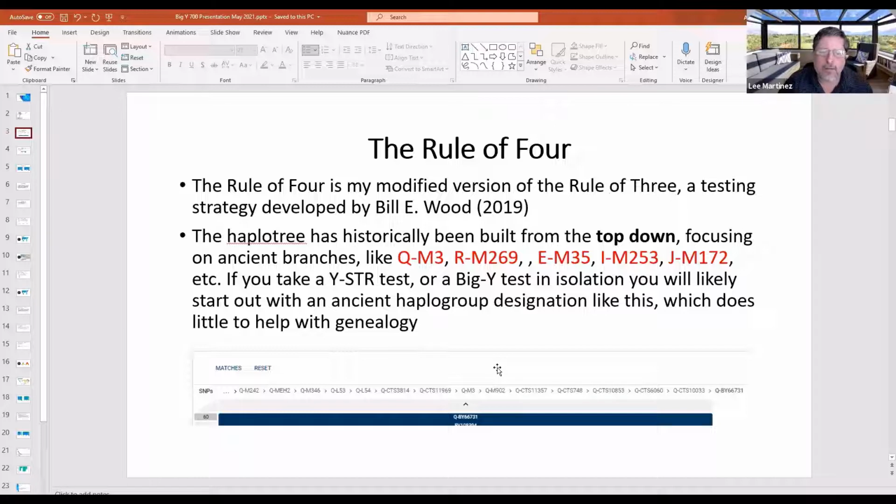And we are genealogists. So while this is great for genetics, Bill's point is that for genealogy, you want to start from the bottom up.